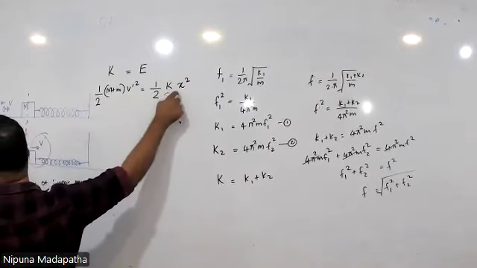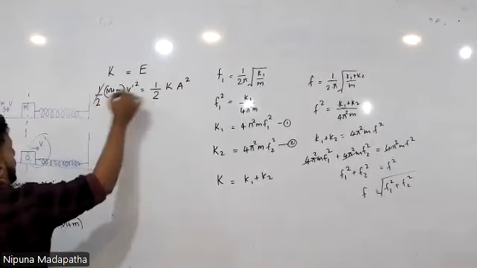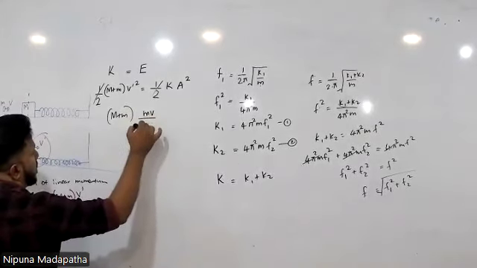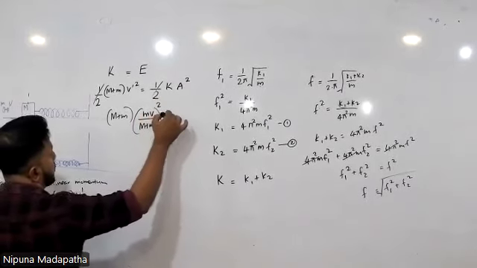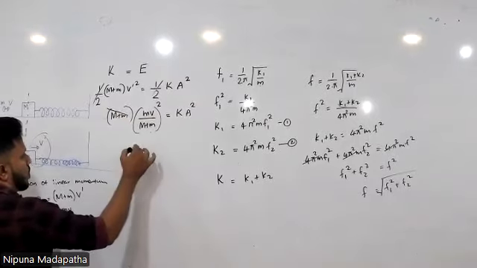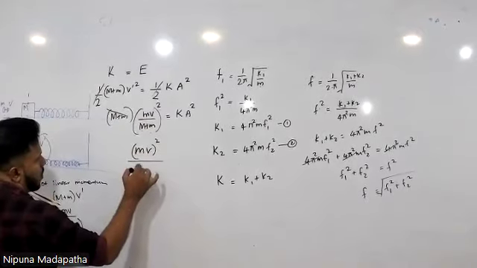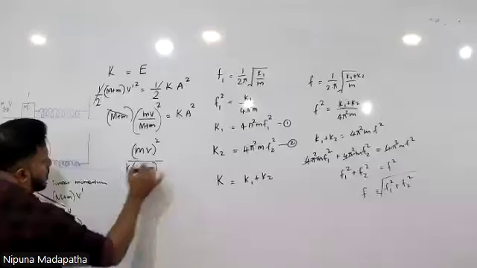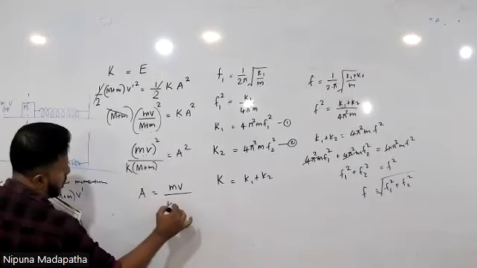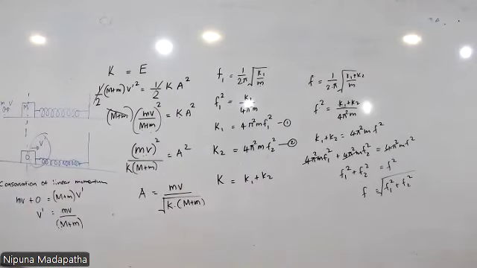The question asks about the amplitude. Amplitude you can take as A. So find A. Half cancels with half. Capital M plus small m times v dash squared, where v dash you know: small m v over capital M plus small m, squared. So the final answer: k A squared equals small m squared v squared over capital M plus small m. Dividing, this is A squared, so A is the square root of m squared v squared over k times capital M plus small m. This is the answer.